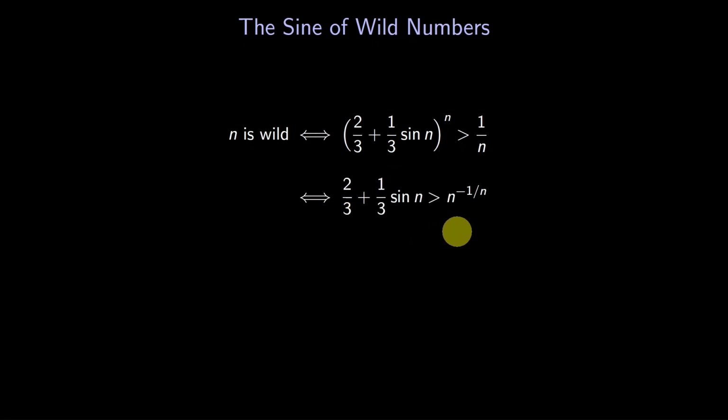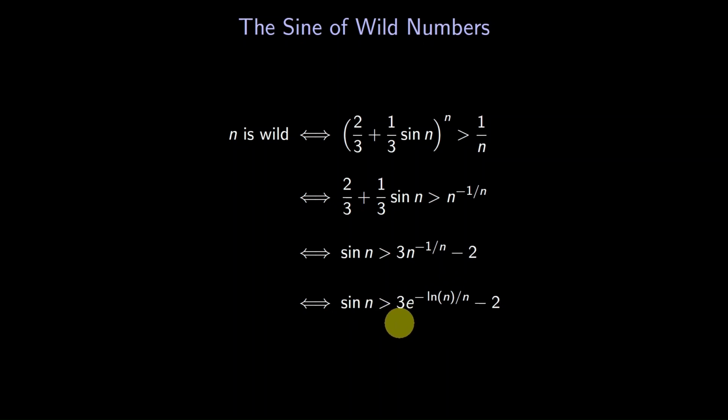We get this inequality. Now we can solve for sine n. Namely, multiply by 3 and subtract 2. We get a nice inequality, but we'd like to estimate the final expression, so let's rewrite it. We have rewritten the base n as e to the log n. Okay, we've solved for sine n, but what can we say about that final expression? Is it near 0, near 1, or something else?